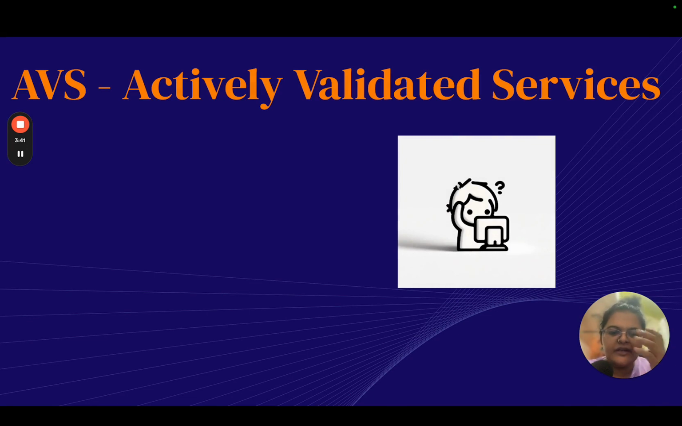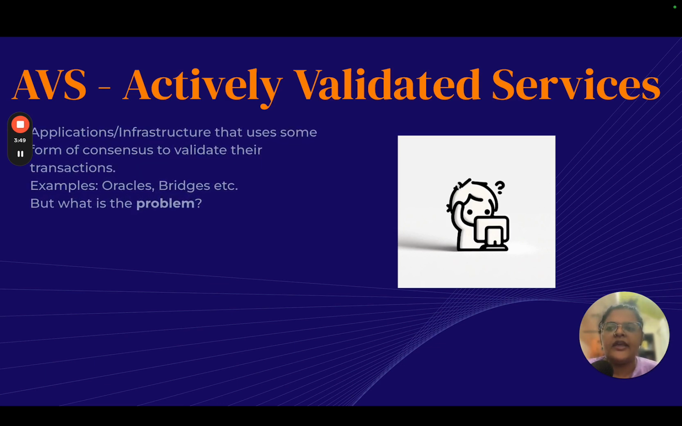Let's move away a little bit and look at another concept called AVS, or actively validated services. What is an AVS? AVSs are applications or infrastructure-based projects that use some form of consensus to validate their transactions. Remember that these applications may or may not be built on top of Ethereum, but they still need their own consensus to be able to validate certain facts. For example, oracles. Oracles need enough consensus by people to stamp that a particular fact is correct. Or think about bridges.